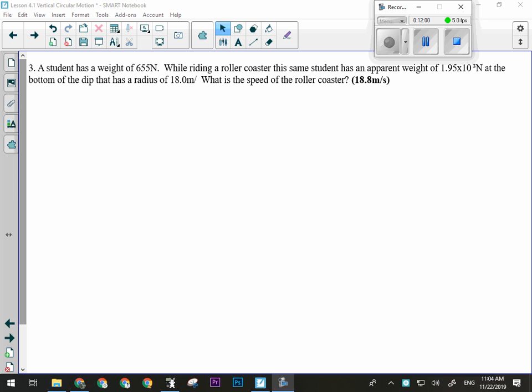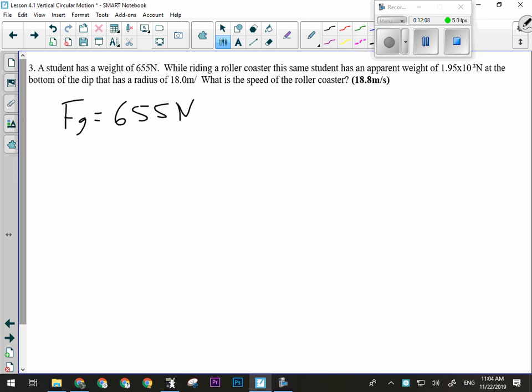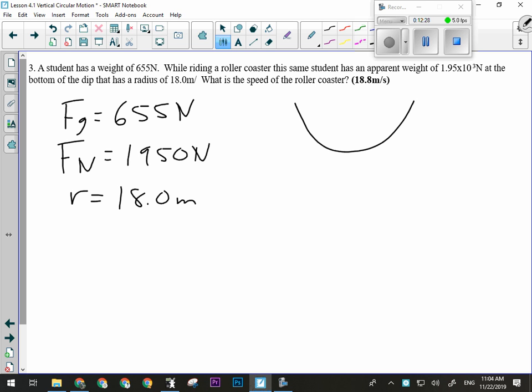Looking at number 3, the student has a weight of 655 newtons, so Fg is 655 newtons. While riding a roller coaster, the student has an apparent weight of 1,950 newtons at the bottom of a dip that has a radius of 18 meters. What is the speed of the roller coaster? So we're dealing with this spot here, where Fn is acting in and Fg is acting out. We're looking for the speed of the roller coaster. What do we not have that we need?